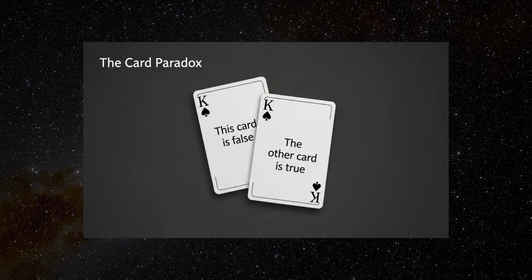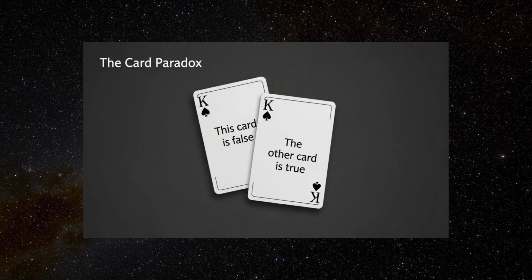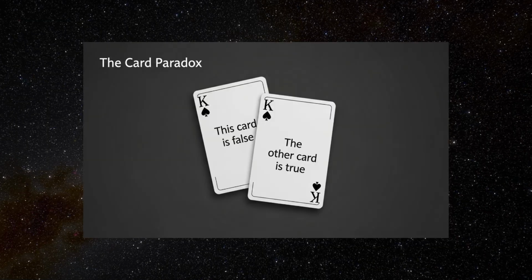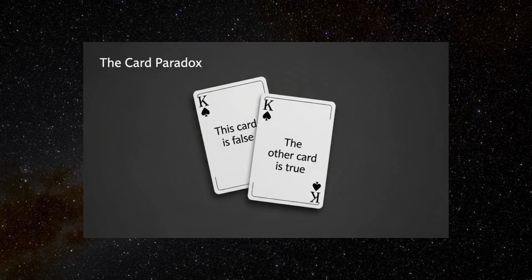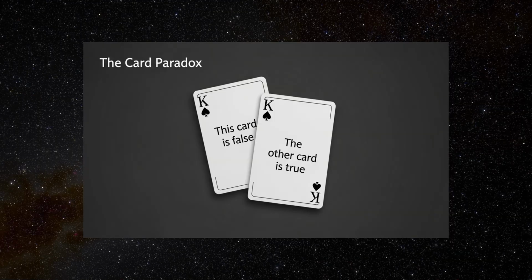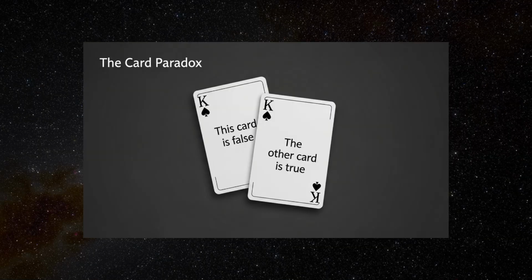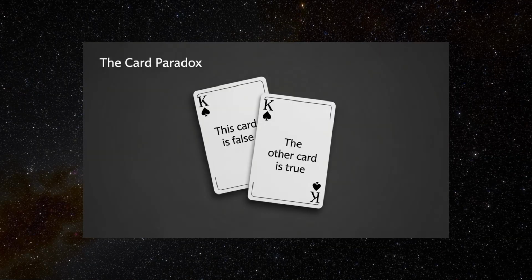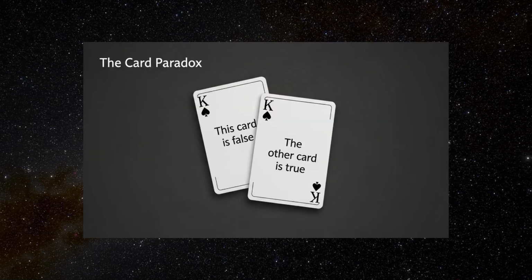On side A, it reads, "The sentence on the other side of this card is true." Then you flip the card over to side B, which says, "The sentence on the other side of this card is false." At first glance, this seems like a simple exchange of statements. But as soon as you try to evaluate their truth, you enter a loop that leads to a contradiction.